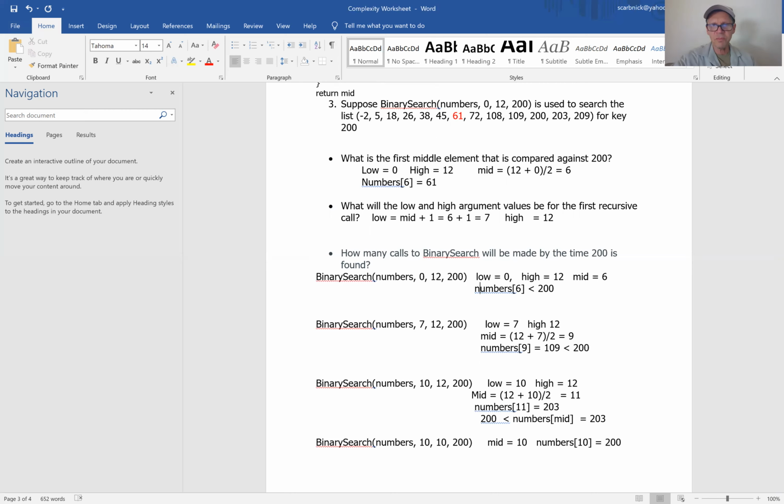So now let's just look at positions 10 through 12, right? So now your low becomes 10. So look at everything 10 through 12. So the only possible place it could be at this point is 10 through 12.